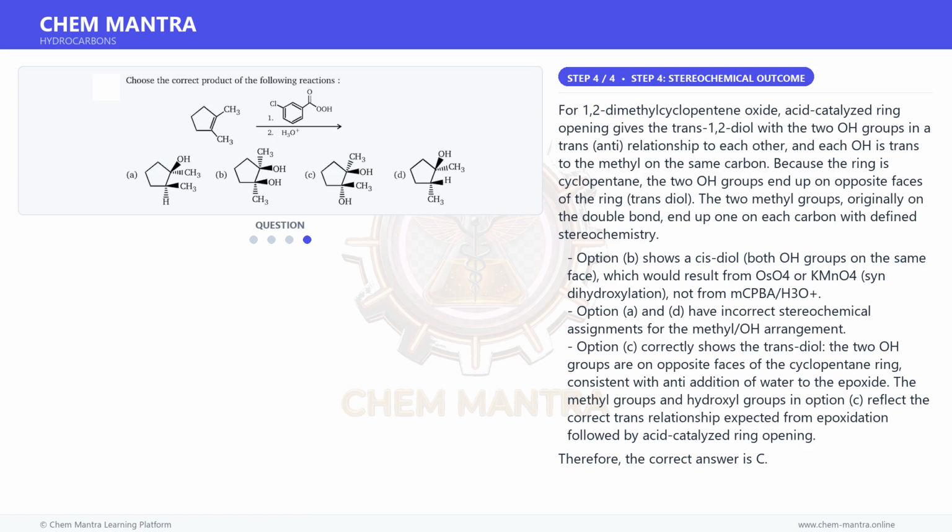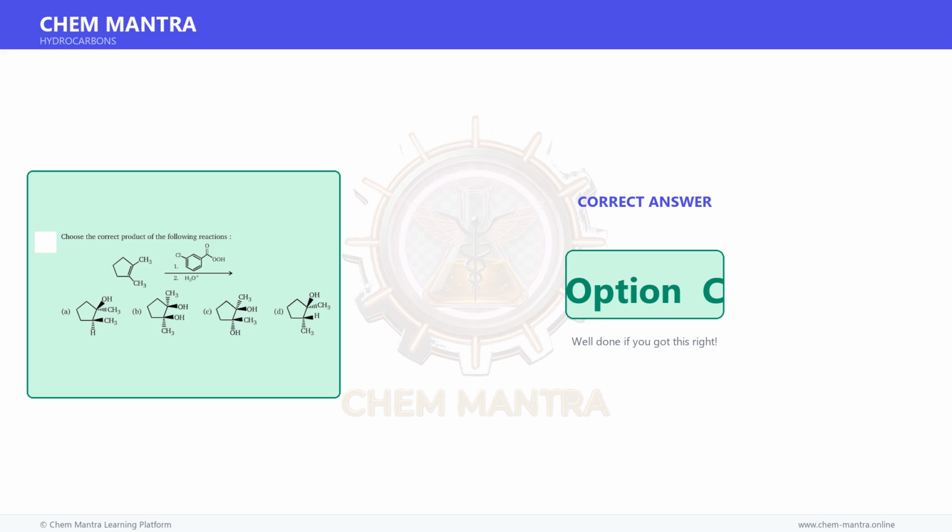The two OH groups are on opposite faces of the cyclopentane ring, consistent with anti-addition of water to the epoxide. The methyl groups and hydroxyl groups in option C reflect the correct trans relationship expected from epoxidation followed by acid-catalyzed ring opening. Therefore, the correct answer is option C.